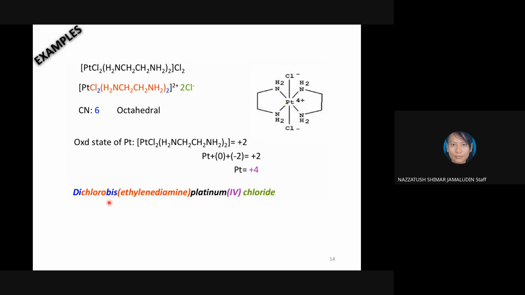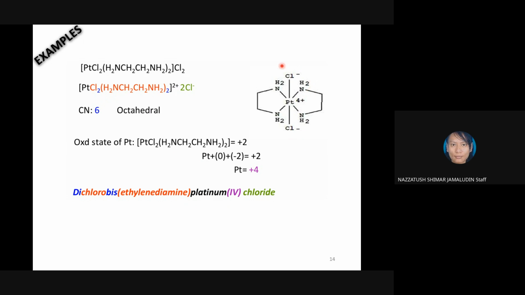Now, if you look at this example here, bis(ethylenediamine). Why is it called bis? Because there is already di in the name of the ligand. So when there's already a prefix in the ligand, the prefix for the whole ligand should be changed to bis, not di.